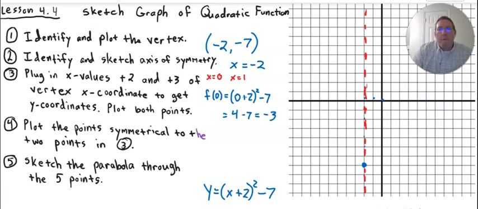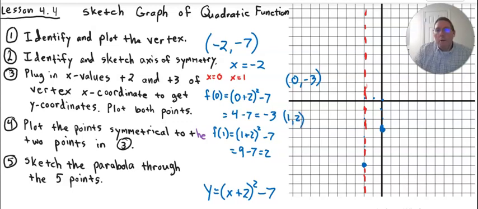And so we have the point 0 and -3 is on the graph, okay? So we're going to go to 0 and we're going to go to -3. 1, 2, 3, and we're going to put a big point right there, okay? And then we need to identify f of 1. So f of 1 is going to be (1 plus 2) squared, minus 7. Well, 1 plus 2 is 3. 3 squared is 9. So 9 minus 7, well, that equals 2. And so we're going to plot the point 1, 2, okay?